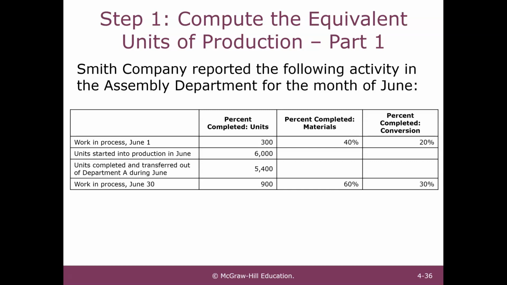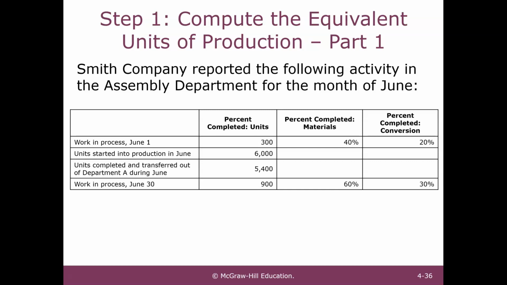Okay, let's look at another example. Let's look at the steps that we go through. Work in process on June 1st, we have 300 units. Units started into production in June was 6,000. That's a total of 6,300 available. Units completed and transferred out of Department A during June is 5,400. What's left then is 900 units. Those 900 units are 60% complete for materials and 30% complete for conversion.